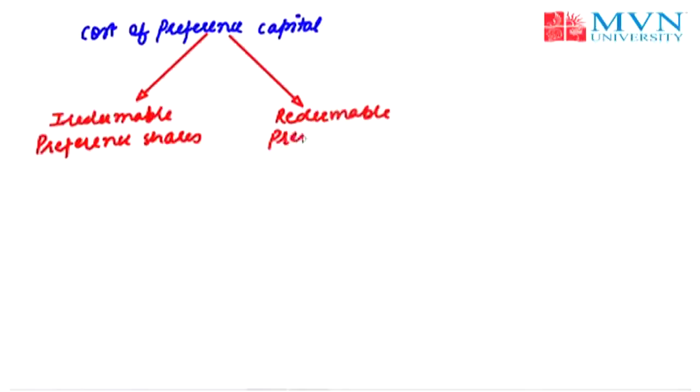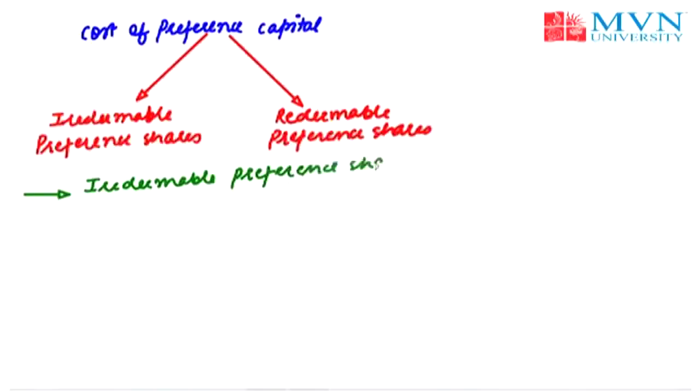Basically we have two kinds of preference shares available to the investors: number one is irredeemable preference shares and the second one is redeemable preference shares. Now let us discuss the irredeemable preference shares, which we often call perpetual preference shares. Irredeemable preference shares are those shares which cannot be redeemed unless the company is liquidated. So throughout the life of a company, the investors of the preference shares will receive a fixed rate of dividend. Before calculating the cost of irredeemable preference shares, we need to see what kind of inflows will be there to the investor throughout the life of a firm till the firm is liquidated.